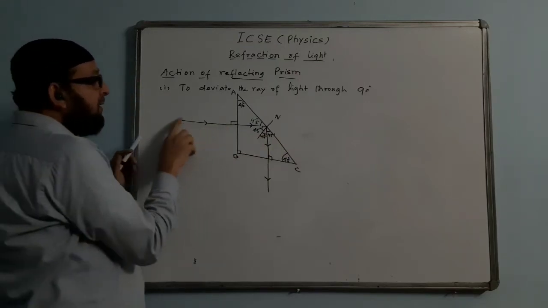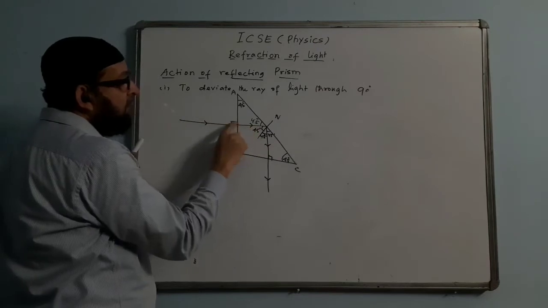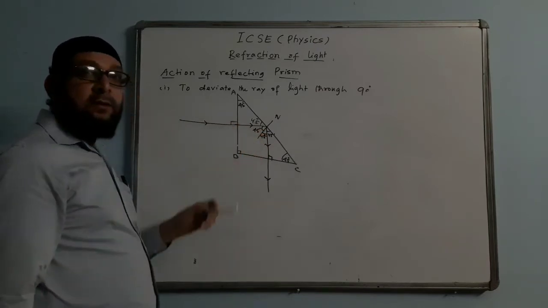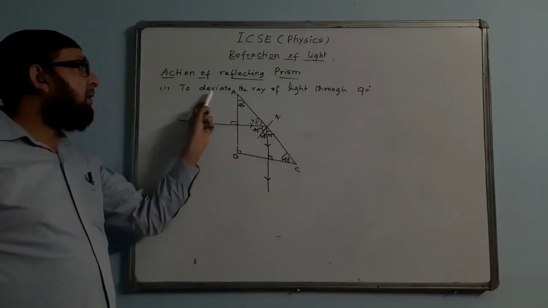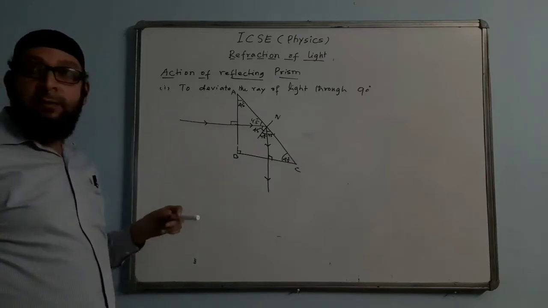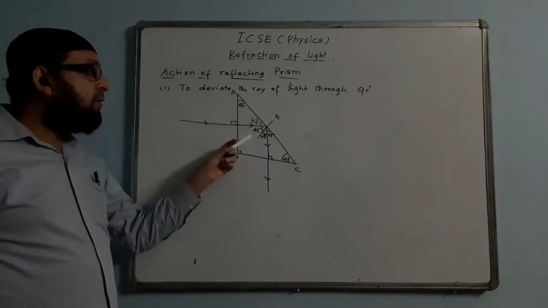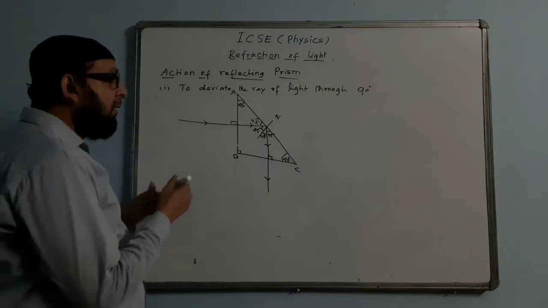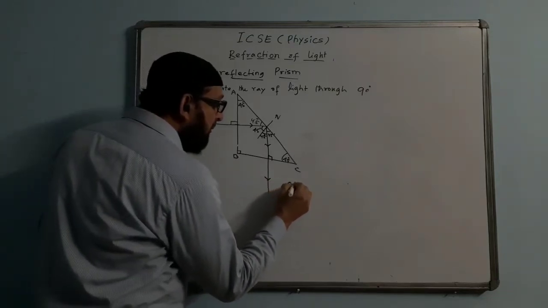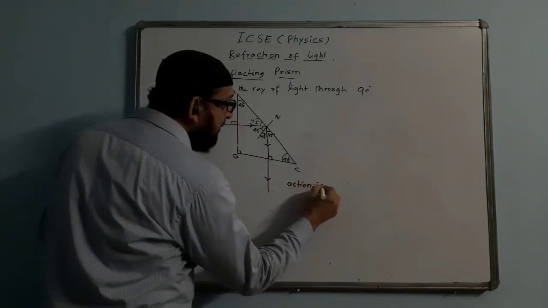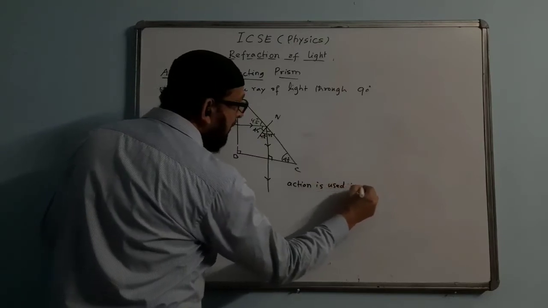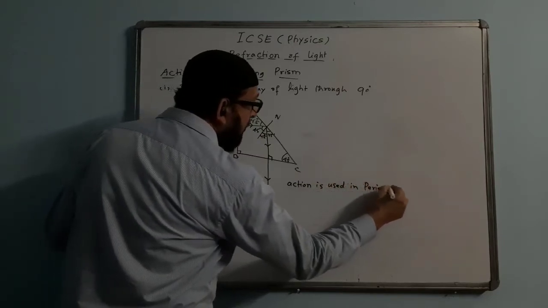By what angle is this ray deviated? 45 plus 45, how many degrees? 90 degrees. So this time the ray is deviated through 90 degrees. Where do we use this action of the prism? We will be writing: this action is used in periscope.